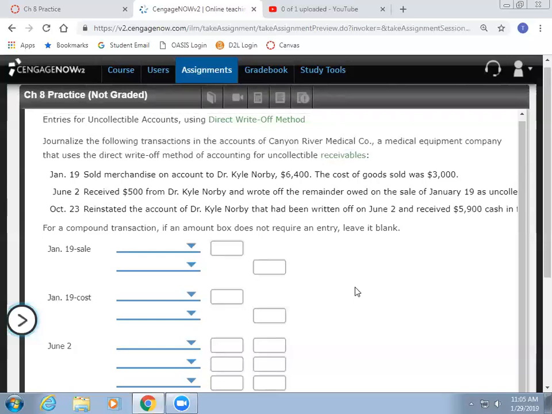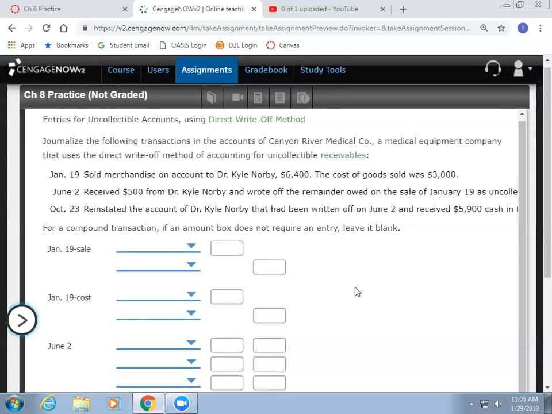The very first entry says journalize the following transactions for Canyon River Medical Company, which uses the direct write-off method. This January 19th entry is a review of chapter 5, so we'll see what you remember. You didn't know you'd be quizzed right off the bat. On January 19th, we sold merchandise on account to Dr. Kyle Norby for $6,400, and the cost of goods sold was $3,000.